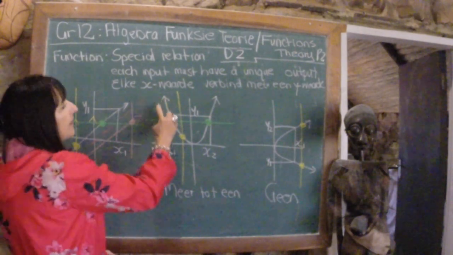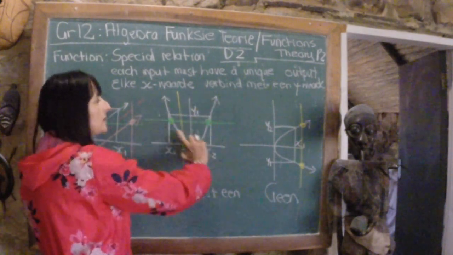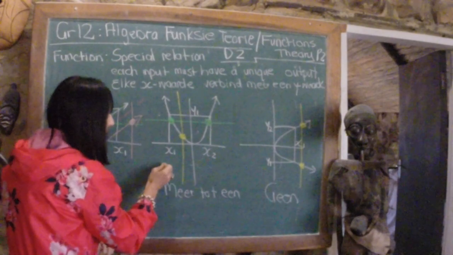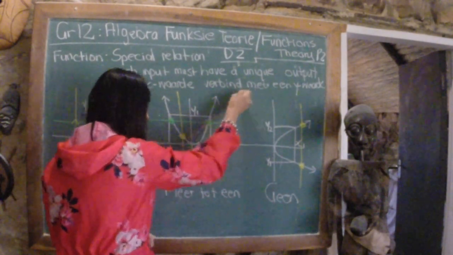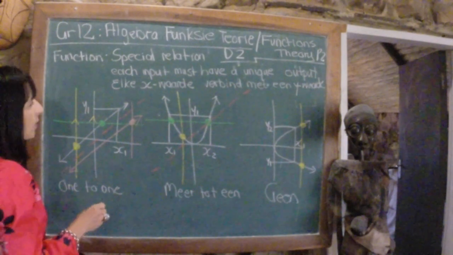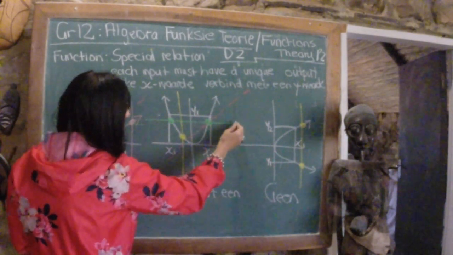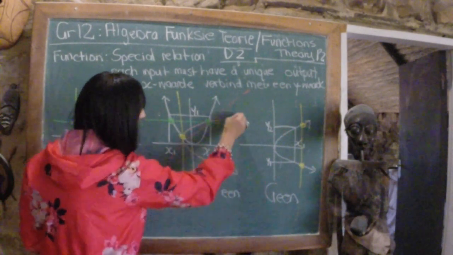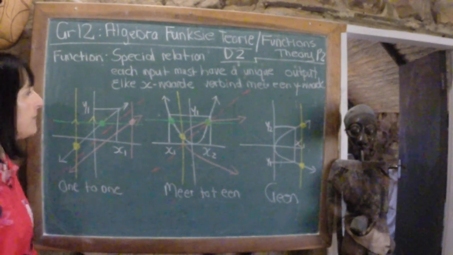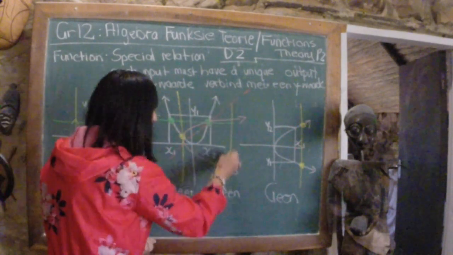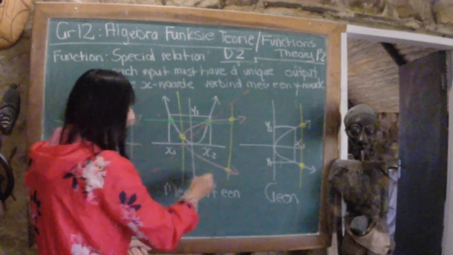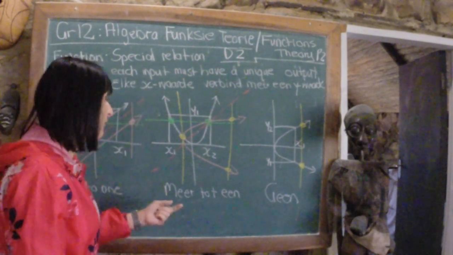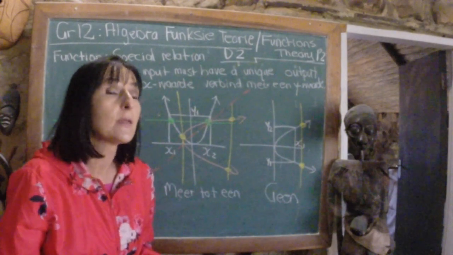But if we take this many-to-one function, die meer tot een funksie, en ons reflekteer hom in die y is gelyk aan x-as, wat juffrou gister vir julle gewys het, dan sit ons met 'n relasie wat nie 'n funksie is nie. Because if we do the vertical line test, this is not a function. So a many-to-one function, if we get the inverse of that, it's not a function anymore.